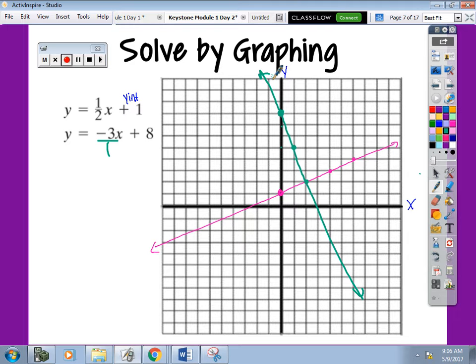So the solution is, again, where these two lines cross, right here. And we write it as an ordered pair, which would be 2, 2.